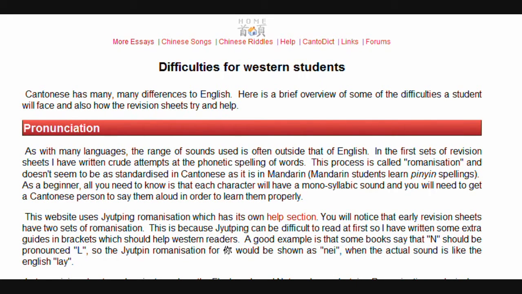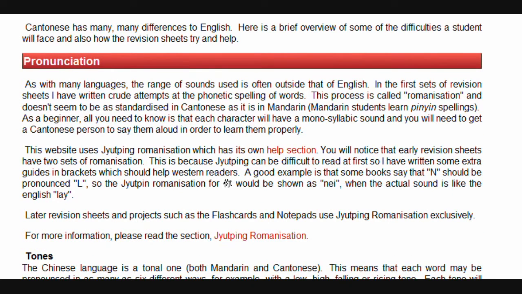This process is called romanization and doesn't seem to be as standardized in Cantonese as it is in Mandarin. Mandarin students learn pinyin spellings as a beginner. All you need to know is that each character will have a monosyllabic sound and you will need to get a Cantonese person to say them aloud in order to learn them properly. This website uses Yutping romanization, which has its own help section.